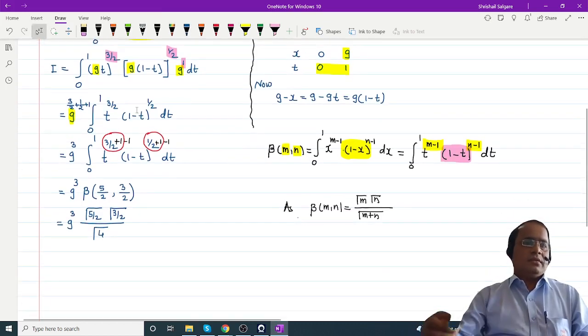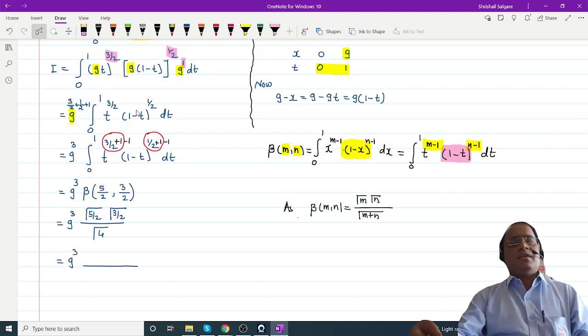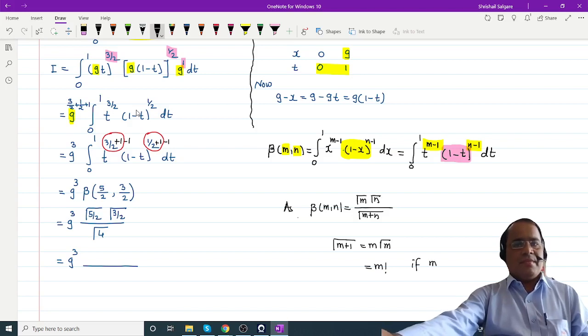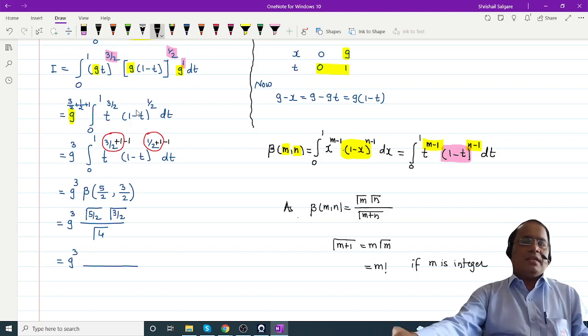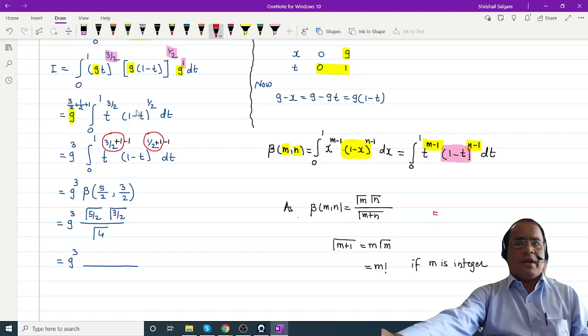Okay, next one. The same thing, this 9 raised to 3 I will write as it is. Further, these gamma terms I will simplify by using the rule. First one, gamma of m plus 1 is equal to m gamma m, and the second one is m factorial if m is an integer. This property we have studied, and I am applying this property successively. So this gamma of 5 by 2 I will simplify here.